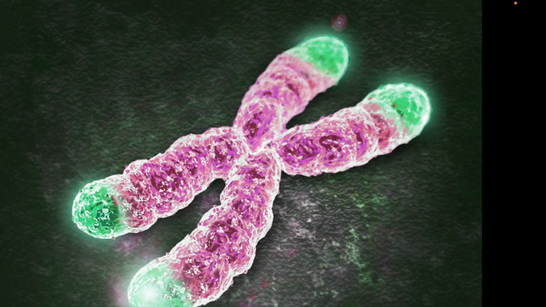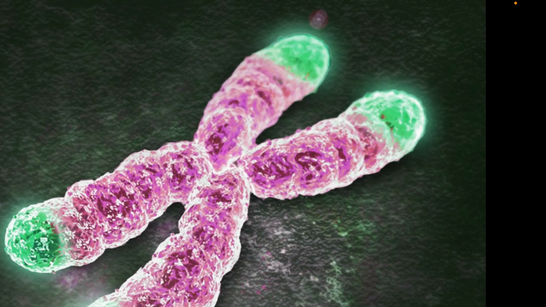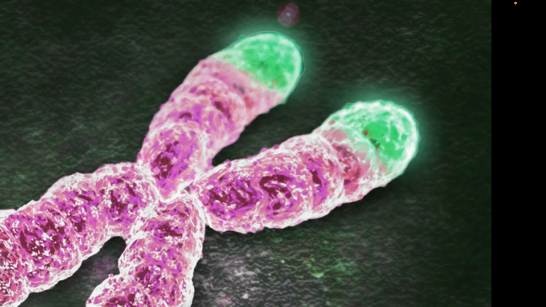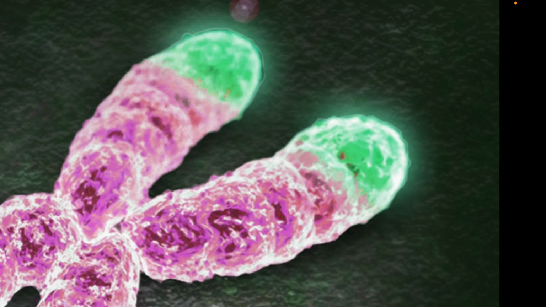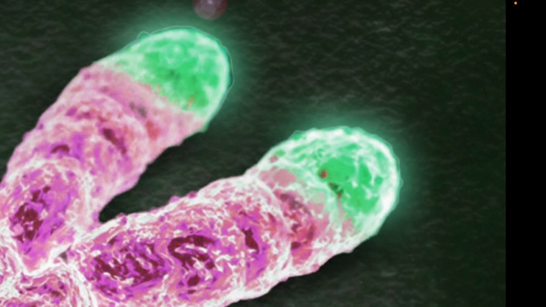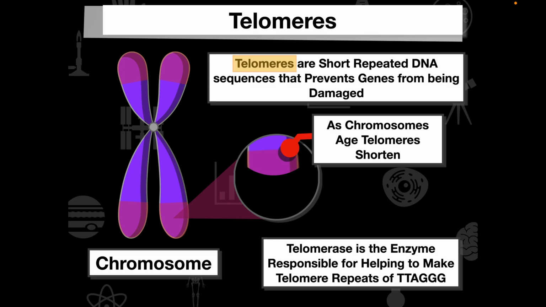In some cells, it's as many as 100. In some cells, it's as few as 3. We generally see about 50 cell divisions for normal somatic cells. And it's because of these telomeres. As the chromosomes age, the telomeres shorten. Because of this, we see cells eventually expire.